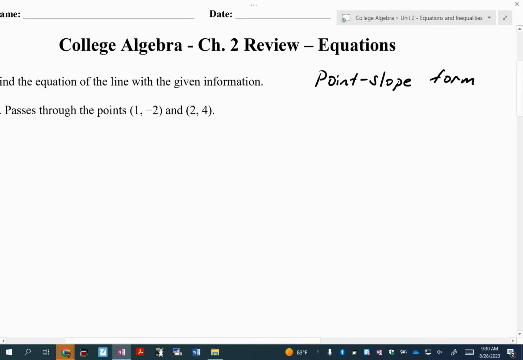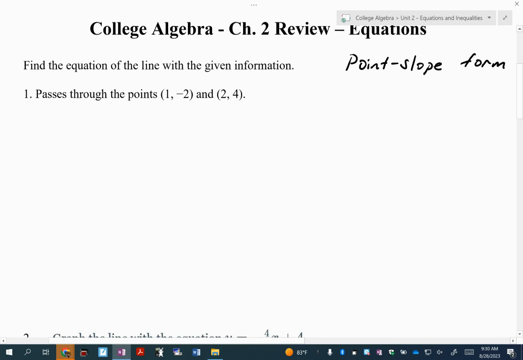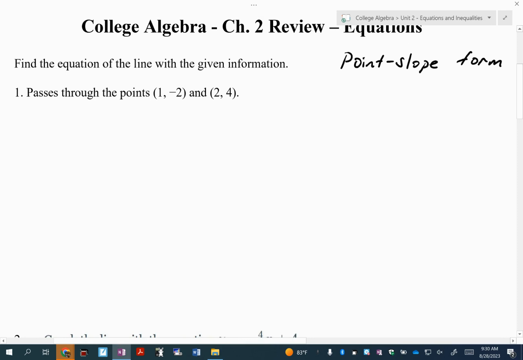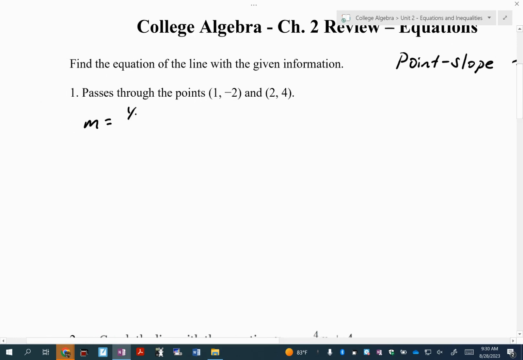In order to use point slope form to get to slope intercept form, I need a point and a slope. Well, I'm actually given 2 points, so I really just need to find the slope first, which is the change in y, so y sub 2 minus y sub 1, over the change in x. It doesn't matter how you organize this, whether 1 comma negative 2 is your first point or your second point. I usually just use the order that was given to me.